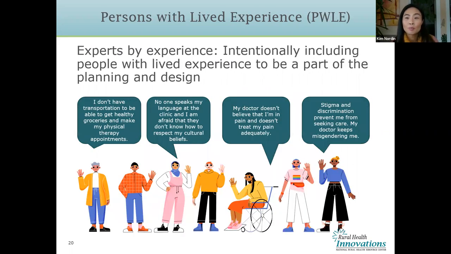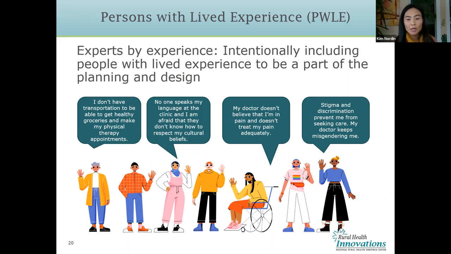So, persons with lived experience. When lived experience perspectives are included in the planning, design, implementation, and evaluation stages, we're better able to develop innovative approaches that reach that intended population and effectively meet their needs. So when you're considering who might be a good representative with lived experience to invite to the table, you want to make sure that that person has strong connections to other peers with lived experience and check that they're able to effectively get feedback from their peers.